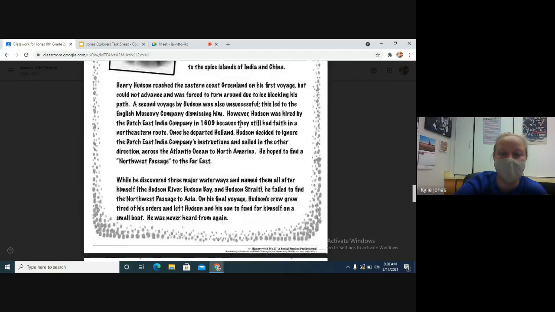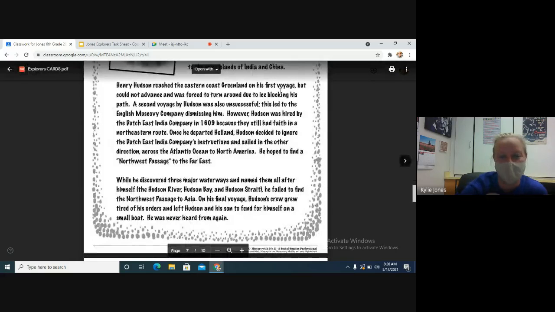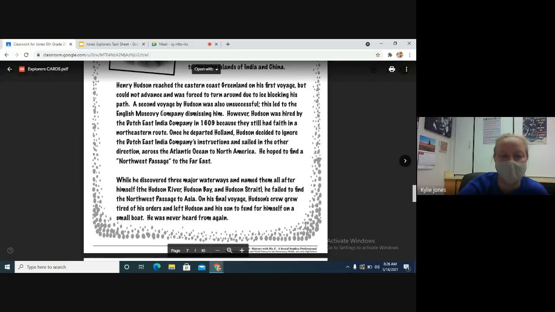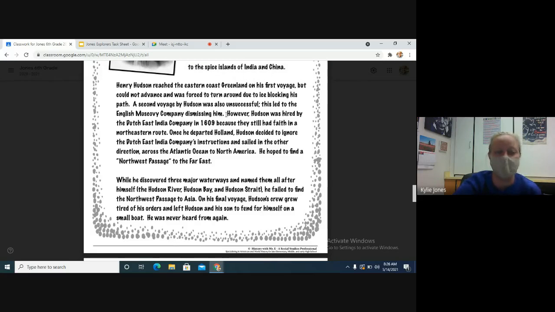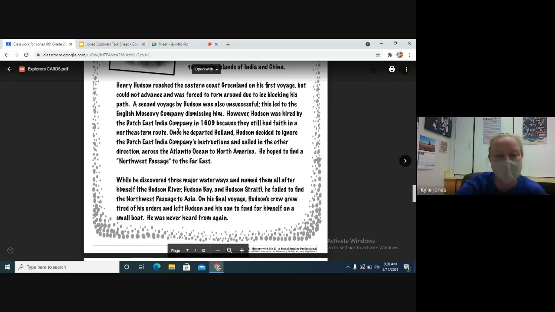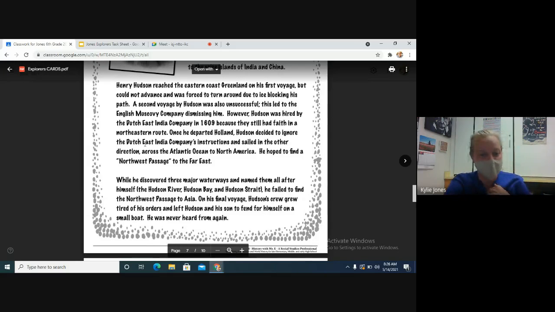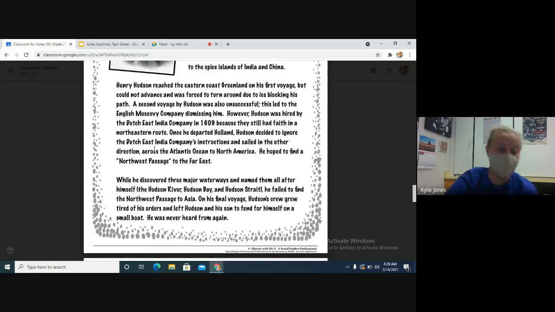Hudson reached the eastern coast of Greenland on his first voyage, but could not advance and was forced to turn around due to ice blocking his path. A second voyage by Hudson was also unsuccessful. This led to the English Muscovy Company dismissing him, or firing him. However, Hudson was hired by the Dutch East India Company in 1609 because they still had faith in the northeastern route.